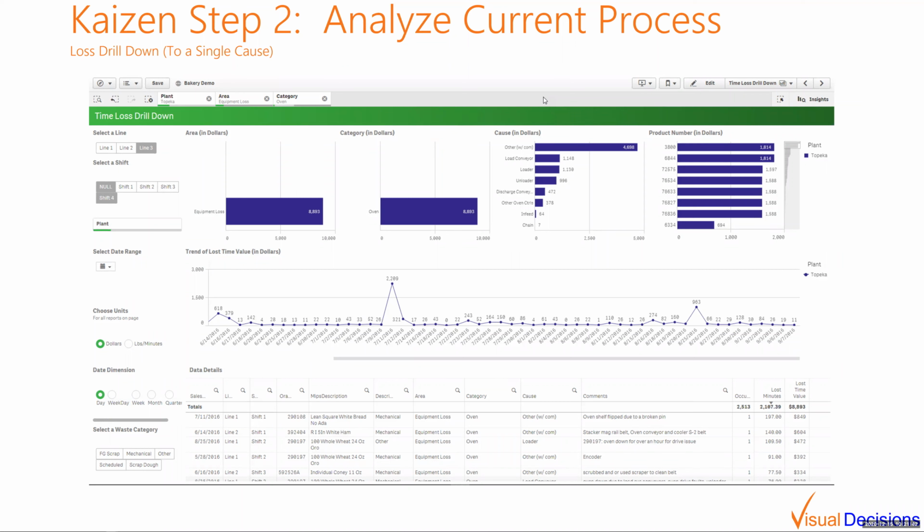So because this was only happening periodically, we were able to identify this as a preventive maintenance issue. And we were able to put a PM program in place that switched out those pins when required. And we basically eliminated the single biggest source of downtime in the plant just because we were able to identify what was happening.